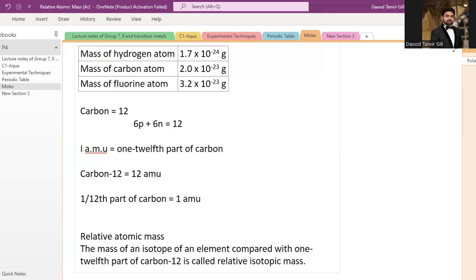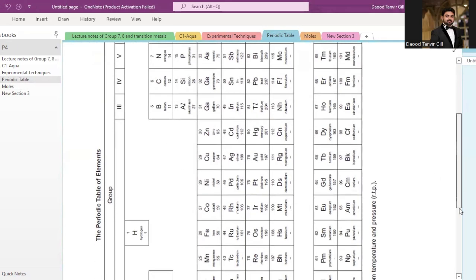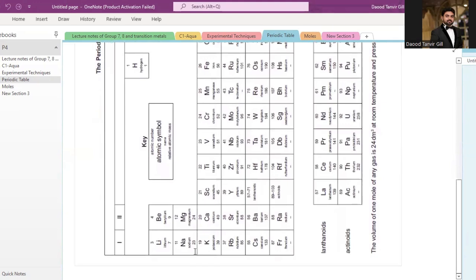Fine. So for example, class, we have lithium 7. You all know that the mass of lithium is 7. I can show you. This is lithium. Its relative atomic mass is 7. So how is this 7, class? Because one atom of it is equal to 7 pieces of 1/12 of a carbon atom.